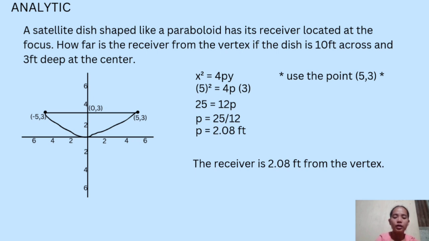We calculate this one and we have 25 equals 12p. And in order to find p, we transfer the 12p first to the left and 25 is on the right. Basically, we divide the 25 by 12 and we have p equals 2.08 feet. The receiver is 2.08 feet from the vertex.